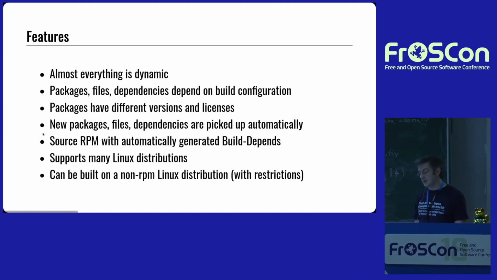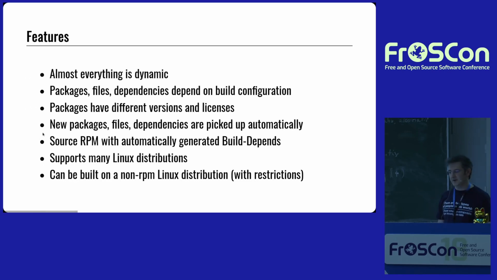What we have now with the CPack RPM packaging, almost everything is dynamic. So the number of packages, number of files, dependencies, that all depends on how we build, depends on the build configuration, depends on the Linux distribution we build on, and it adjusts automatically. With one command, we build like 40 to 43 different packages, depending on the Linux distribution. Different packages have different versions, different licenses, different vendors. Whenever we add something new, it picks up automatically.